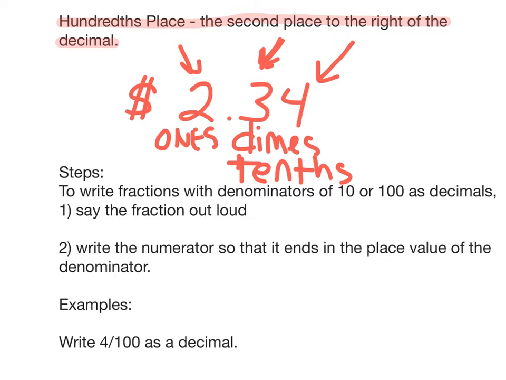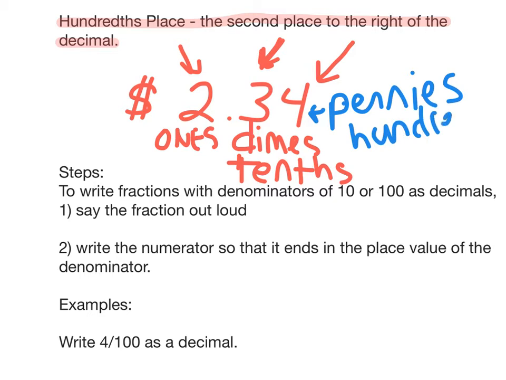Now to make 4 cents, I'd need pennies. So I'd need 4 pennies. How many pennies does it take to make a dollar? It takes 100. So because it takes 100 pennies to make a dollar, each penny is 1/100th of a dollar. So that means that is the hundredths place right there. So we've got tenths right here where the 3 is, and hundredths right here where the 4 is.